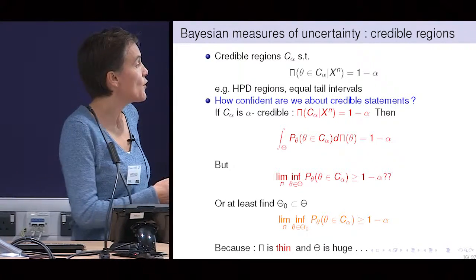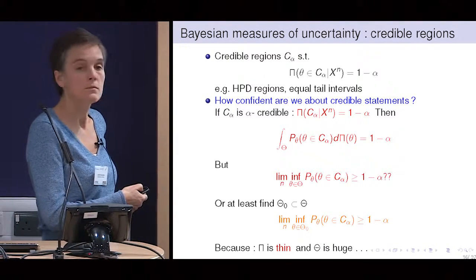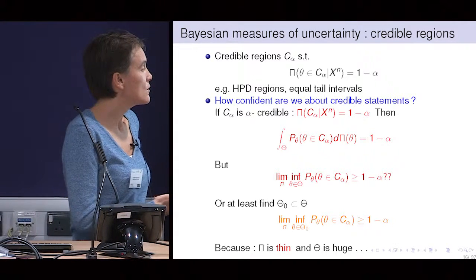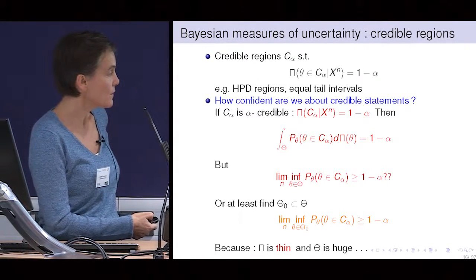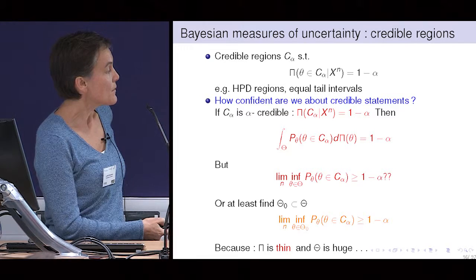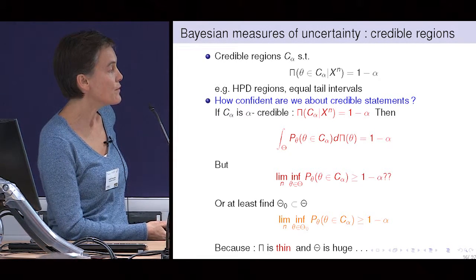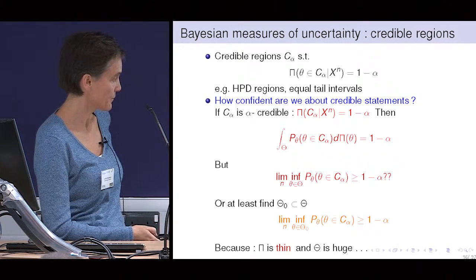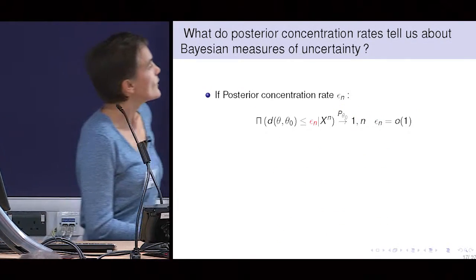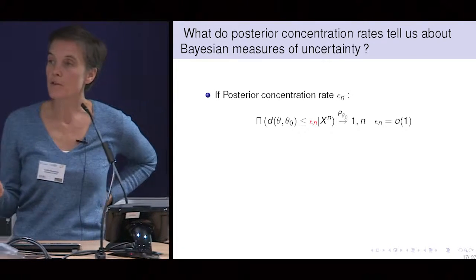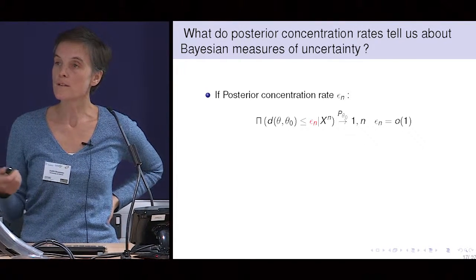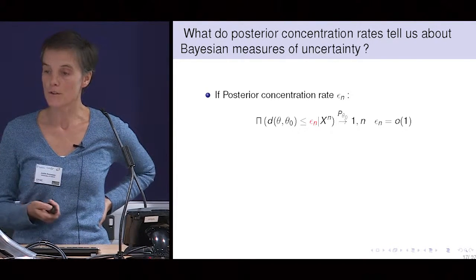And so the question is, for which theta is this kind of statement going to be true? And that's the question we've been wondering. Can we say something about at least a subset of the parameter space for which we know that the coverage of these regions is not too bad? So does the posterior concentration rate help there, or what does it tell us in terms of these credible regions?